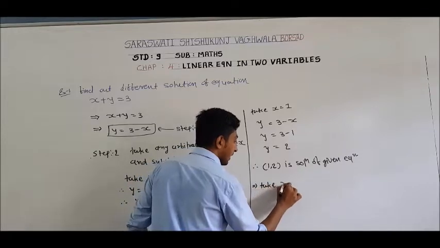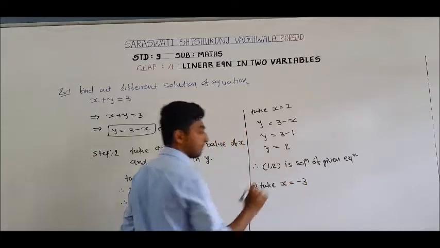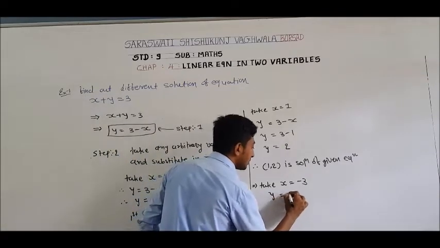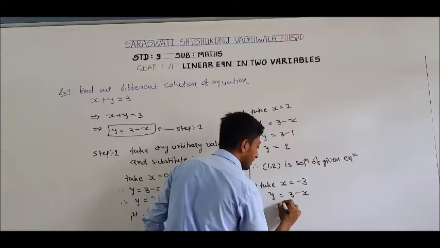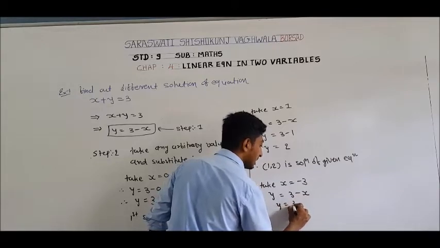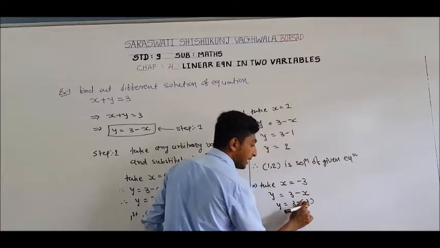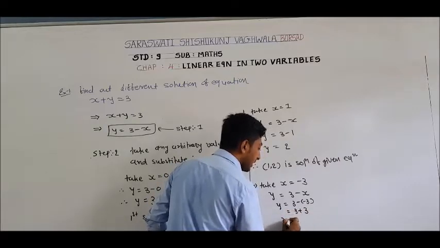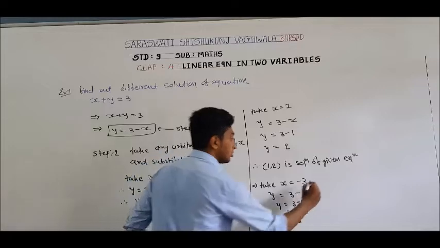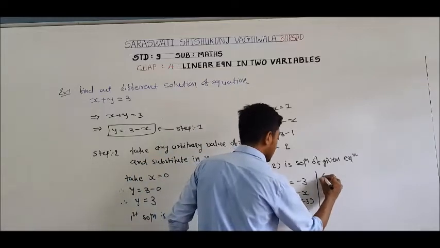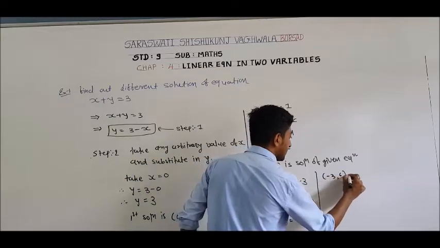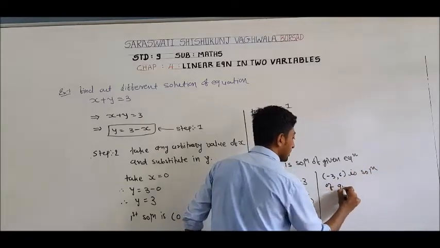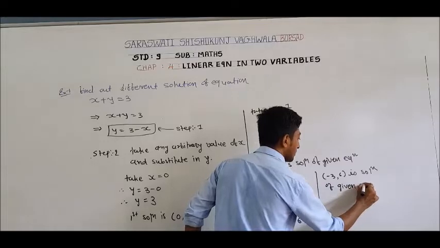Let us take another value. Take x equal to minus 3. So what is the value of y? Let us see. Y equal to 3 minus x. So y equal to 3 minus minus 3. Now minus minus plus, we can write 3 plus 3. Y equal to 6. So minus 3, 6 is a solution of the given equation.